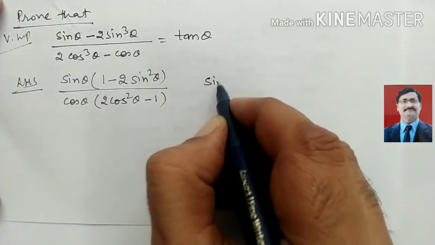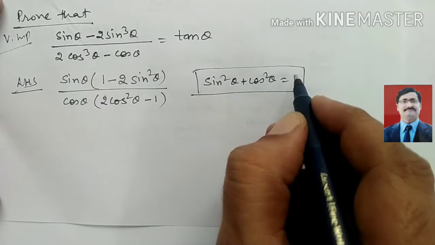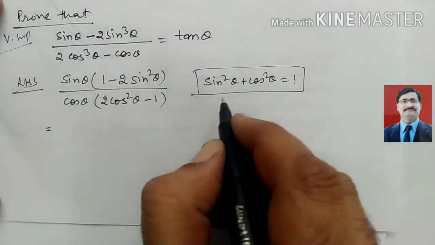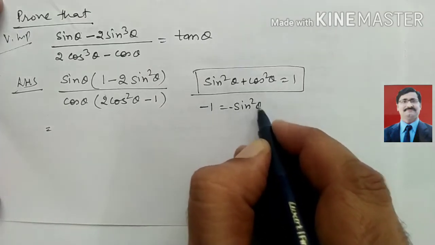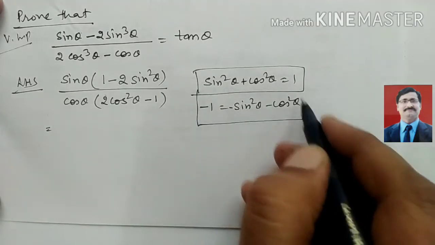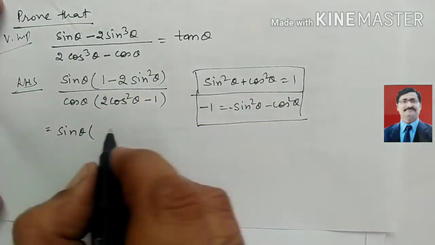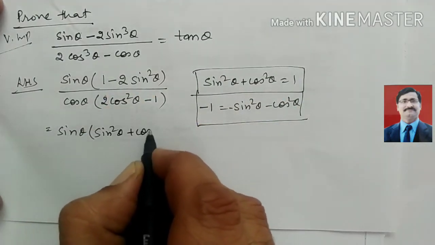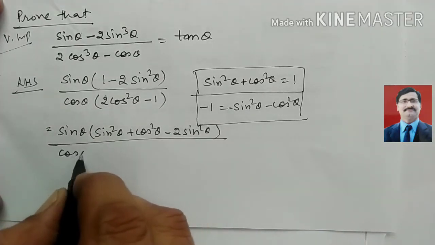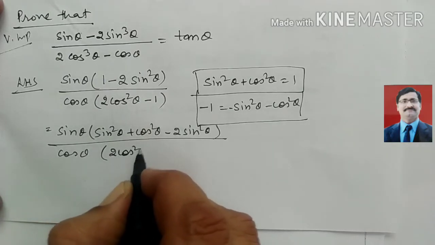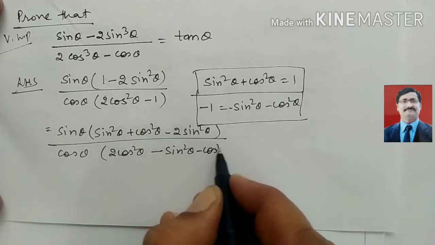Look here, we know that sin square theta plus cos square theta equals 1. We know this formula, so in place of 1 you will put this value. In place of minus 1, we write minus sin square theta and minus cos square theta. So we get sin theta, in place of 1 we write sin square theta plus cos square theta minus 2 sin square theta, upon cos theta, and 2 cos square theta is as it is, minus 1, in place of minus 1 minus sin square theta and minus cos square theta.